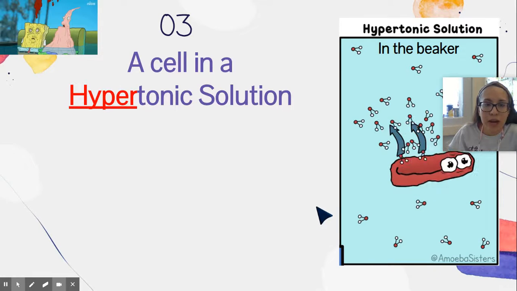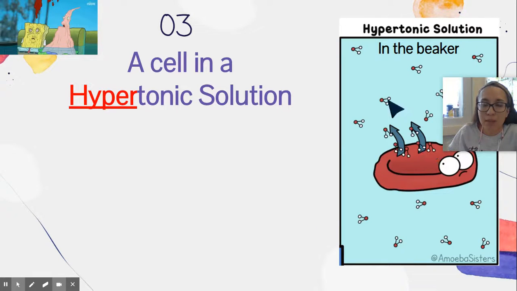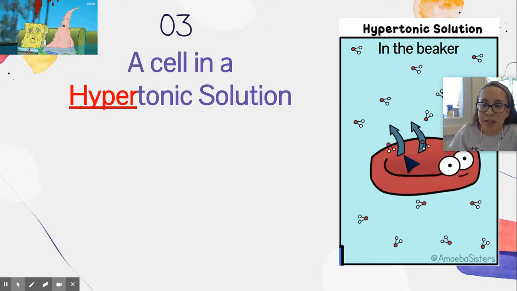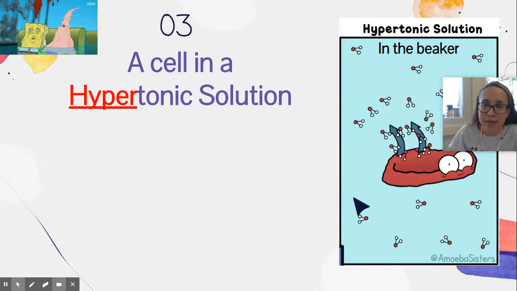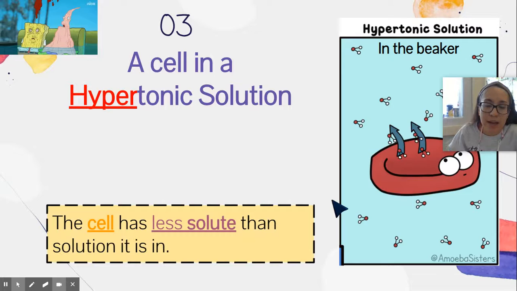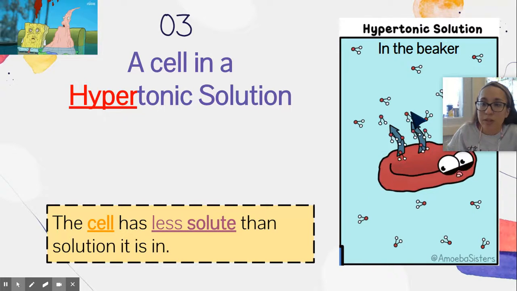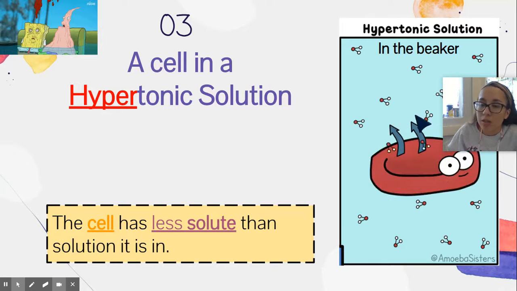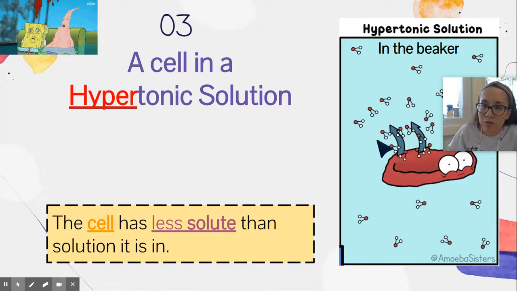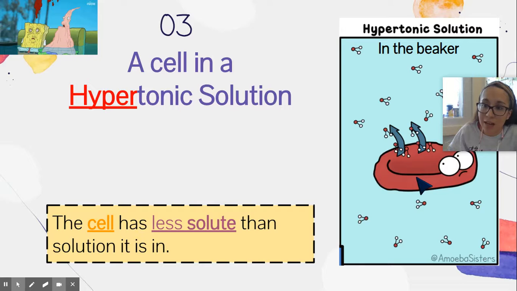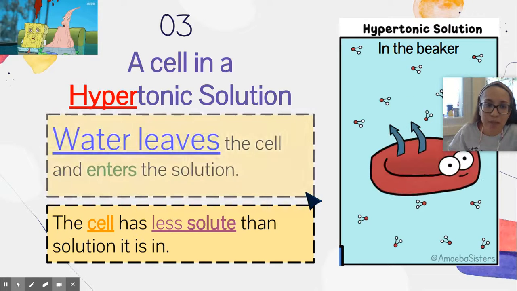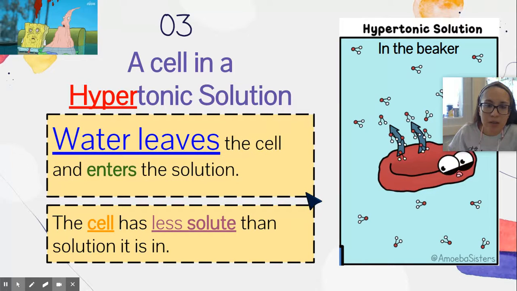A cell in a hypertonic solution, you see water moving outside of the cell and it's getting all shrivelly like a raisin. So the cell has less solute because remember, salt sucks. It's all moving out of the cell. So where is there more salt? Outside the cell, which leaves the cell with less compared to the outside. Water leaves the cell and enters the solution.